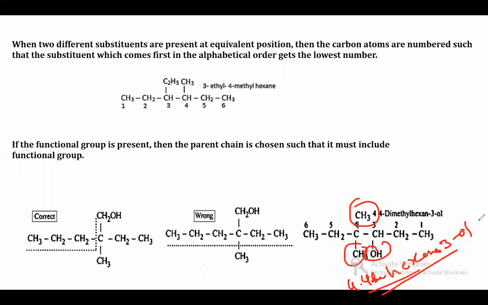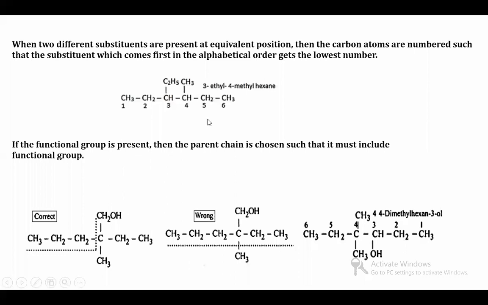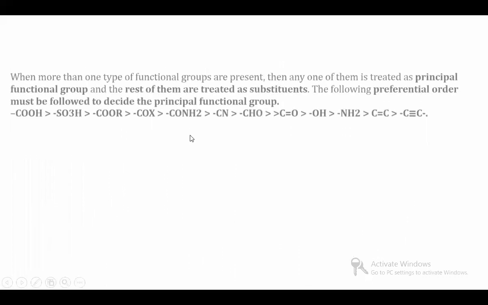Dimethyl hexane. Are you getting this? So we must include the functional group in the chosen chain, and that functional group gets the lowest value. If we consider this chain 1, 2, 3, 4, 5, 6, hexane, the third carbon has CHOH, alcohol. That will be considered. Are you getting this? Okay, no worries.